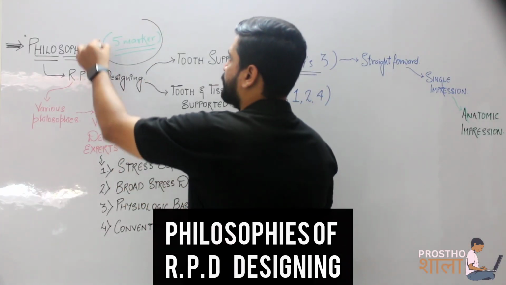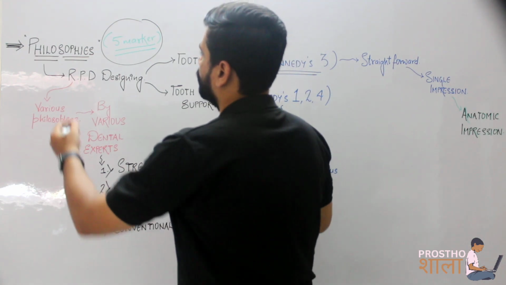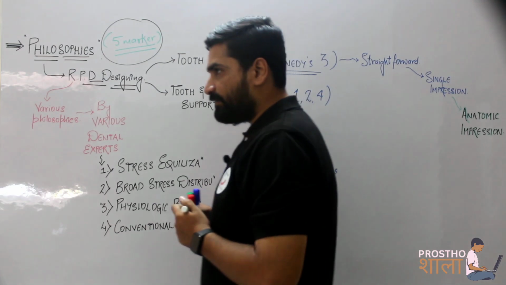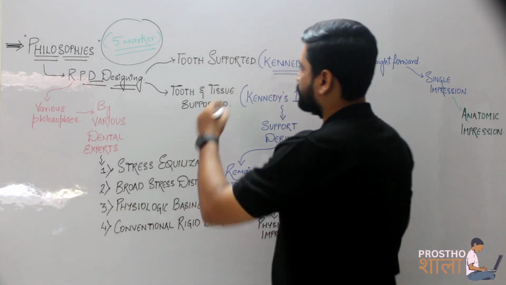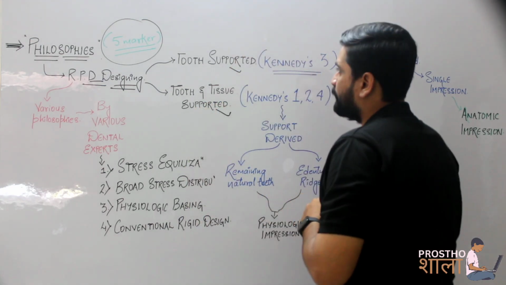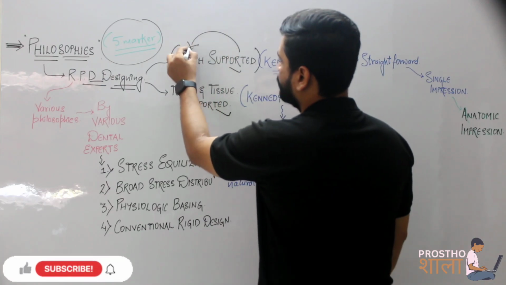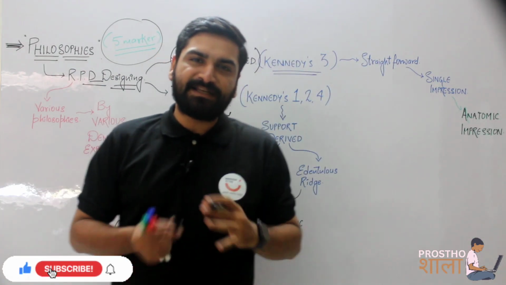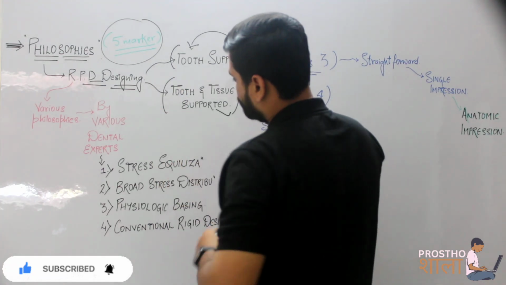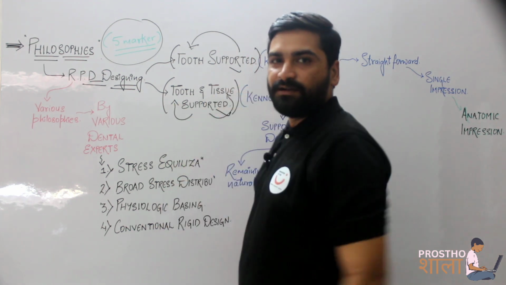It can come as a 5-marker short note in your internals or in your final exams, right? So when I talk about philosophies of RPD designing, there are two types of RPD that I have already been paying attention to: a tooth supported removable partial denture, or a tooth and tissue supported removable partial denture. When I talk about a tooth supported removable partial denture, the support is totally derived from the teeth which are present as the abutments or the remaining teeth in that maxillary or mandibular arch. When I am talking about a tooth and tissue supported removable partial denture, that means the support is derived from the teeth as well as from the tissues.